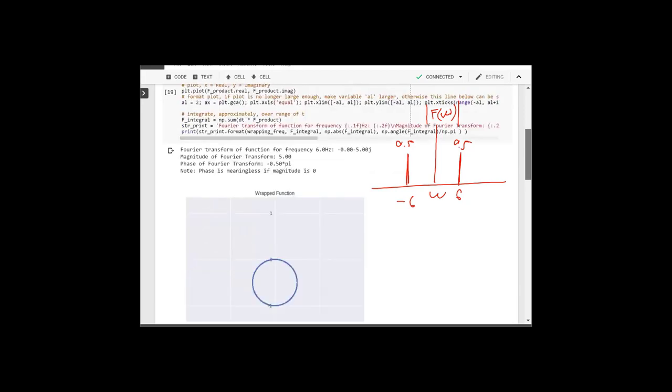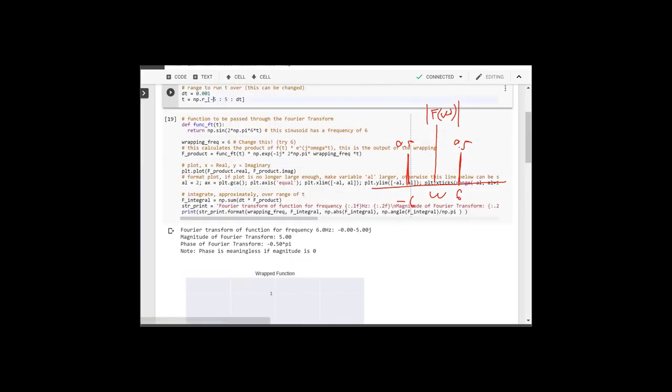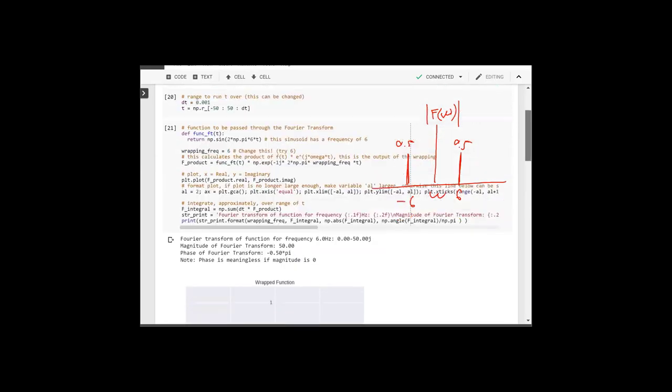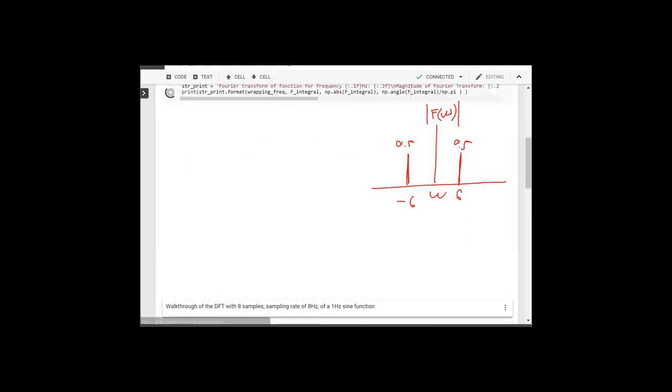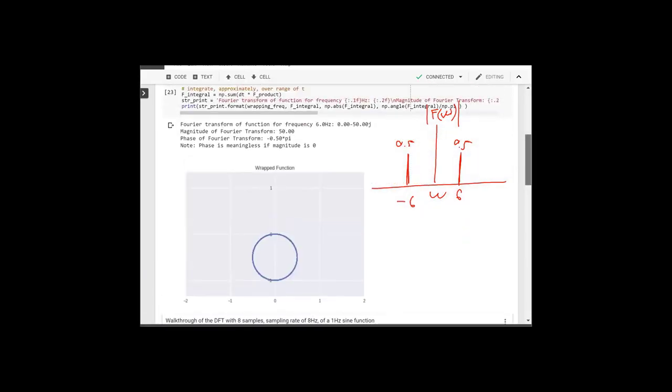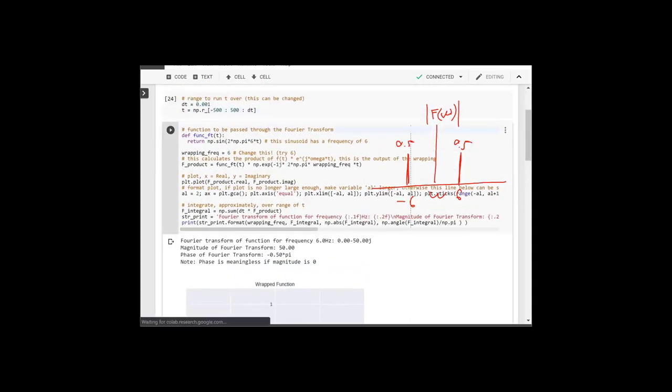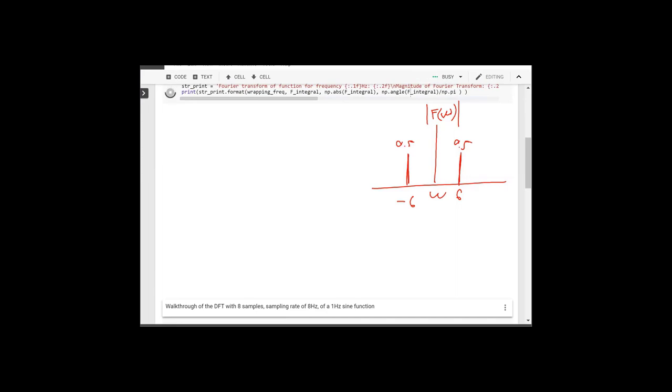Well, what happens if we go even more? What if we go to 50? Negative 50 to 50. Are we going to get a larger magnitude? We're going to get an even larger magnitude. We're going to get 50 now. Oh, sorry. I didn't update this, did I? No, I did. Sorry. Let's go to 500. And now our magnitude of the transform is 500.